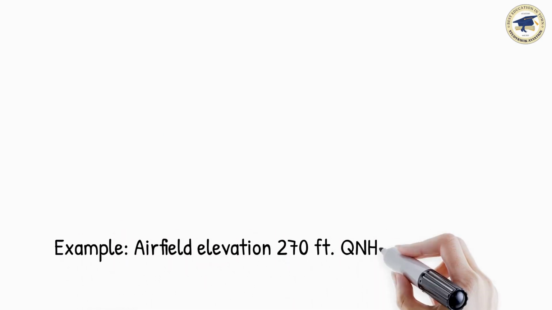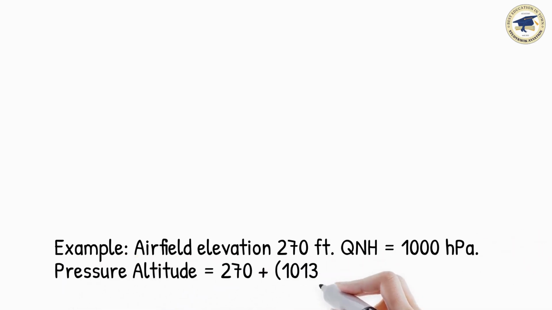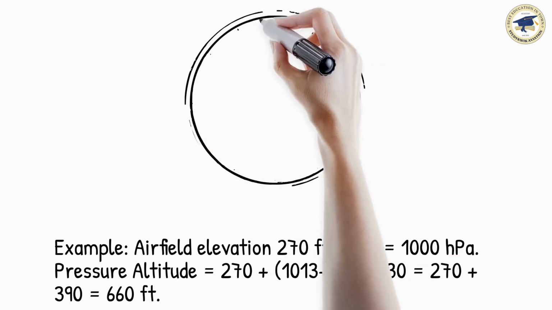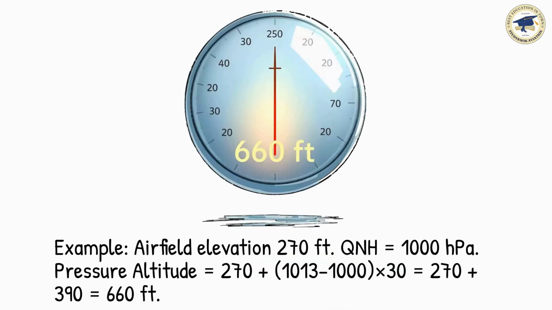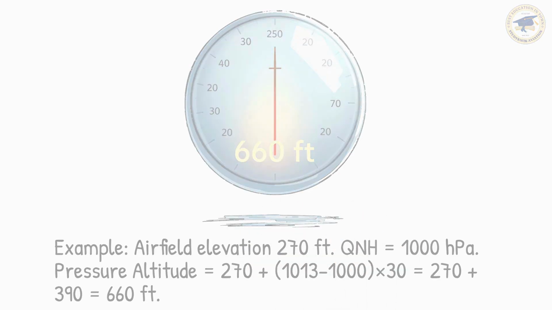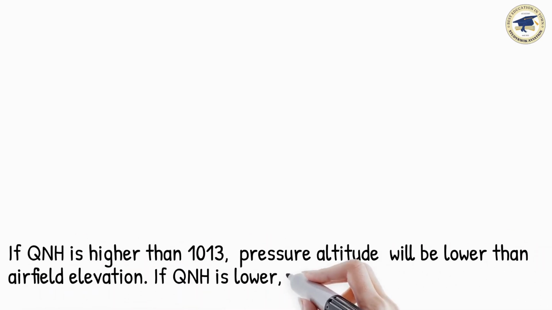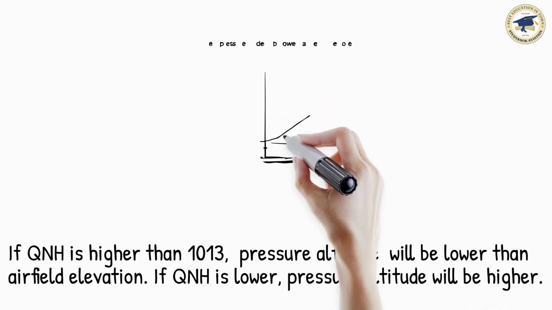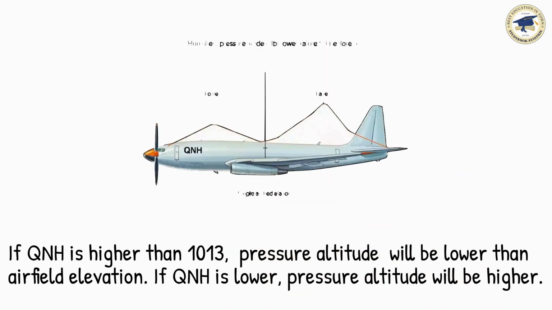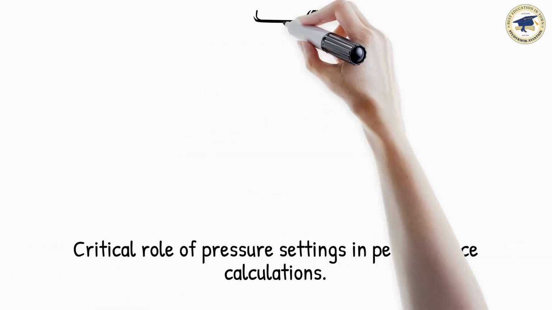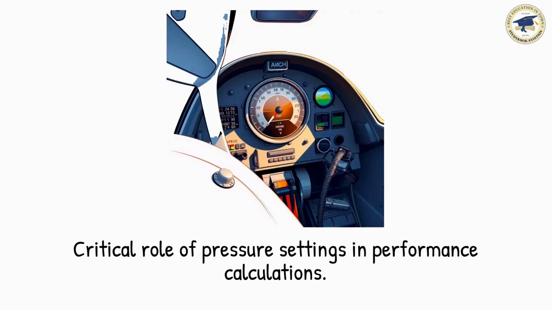Example, airfield elevation 270 feet, QNH equals 1000 hectopascals, pressure altitude equals 270 plus 13 times 30 equals 270 plus 390 equals 660 feet. If QNH is higher than 1013, pressure altitude will be lower than airfield elevation. If QNH is lower, pressure altitude will be higher. This shows why pressure setting is critical for accurate performance calculation.